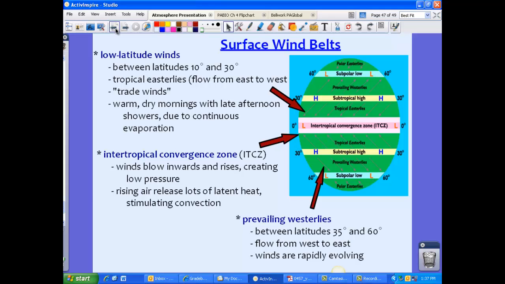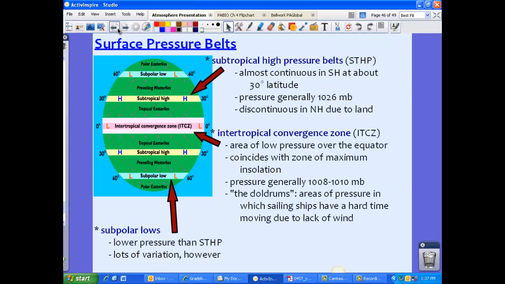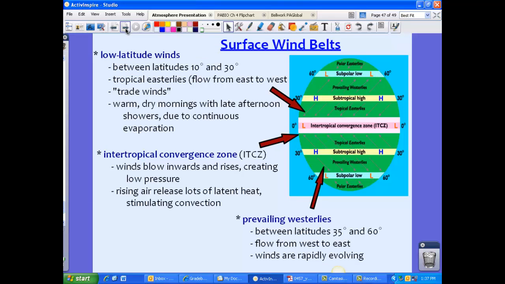Now I'm going to use that same picture and I'm going to talk about surface wind belts. So this past picture was pressure belts. Now I'm going to talk about the wind belts. So we see these things called low latitude winds. And on this map, I'm actually pointing to them.